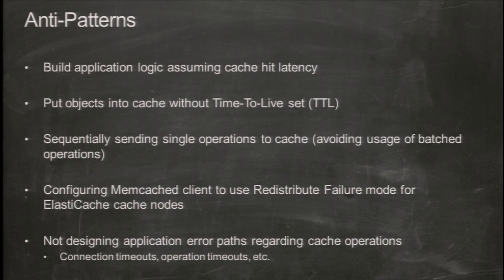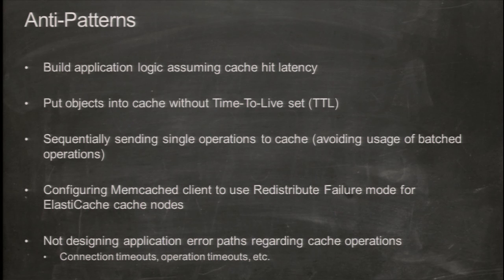Another area where we see people do something suboptimal is when they sequentially send single operations to the cache. What happens here is you have the overhead of making a request and waiting to get a response, whereas Memcached and ElastiCache APIs provide you the ability to do batch operations. So you only incur the connection overhead once and get back multiple result sets.